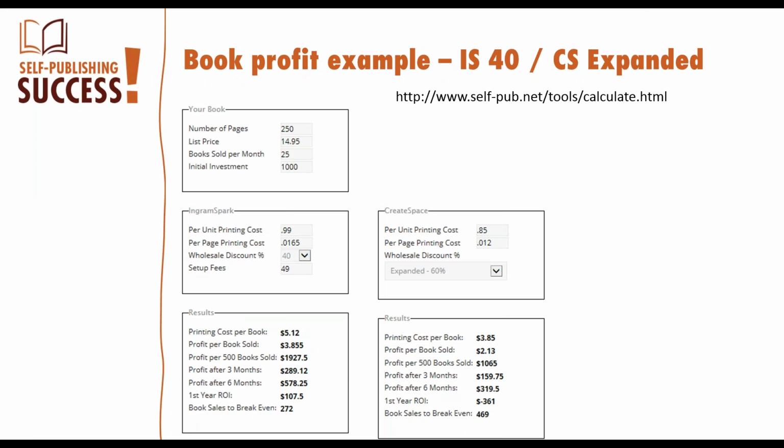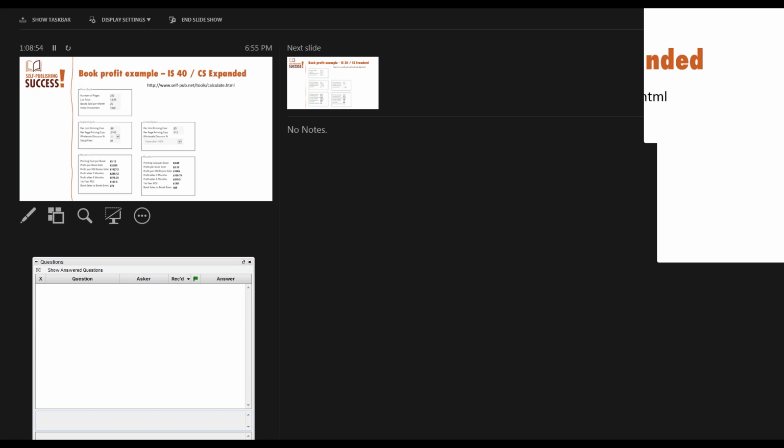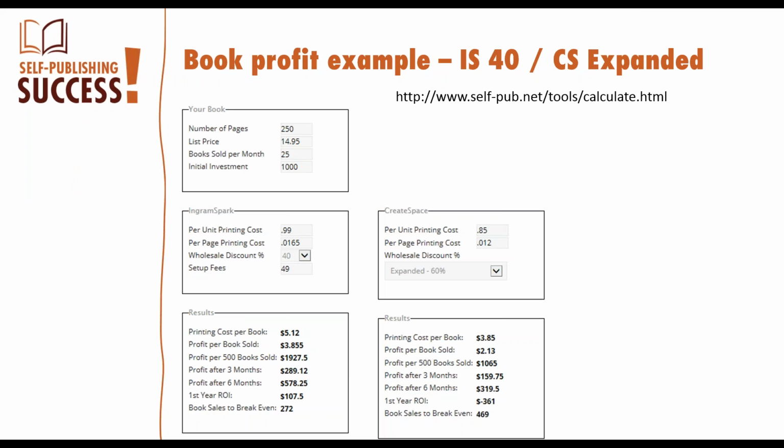So Ingram Spark at these numbers, you would have to sell 272 books before you got that $1,000 initial investment back. If you did CreateSpace's expanded distribution, you would have to sell 469 books to break even at that model. That's one of the reasons I don't suggest using CreateSpace expanded. Even though the printing cost per book is a lot less, you're actually going to end up making less money because they're taking more for themselves when they sell a book.